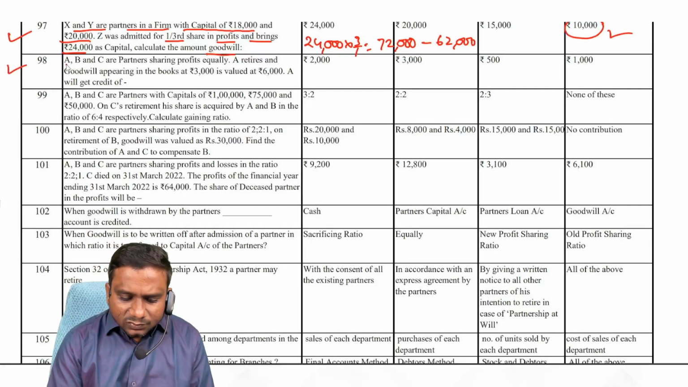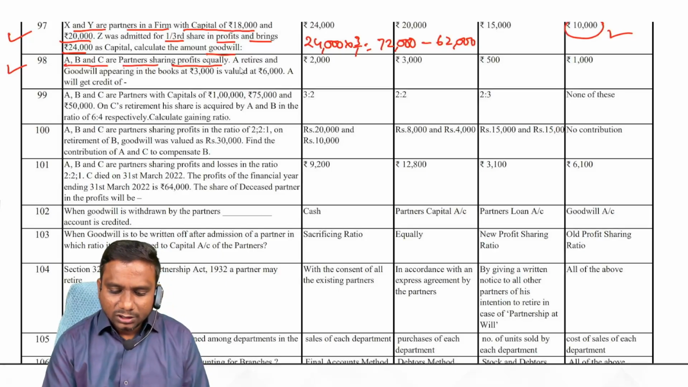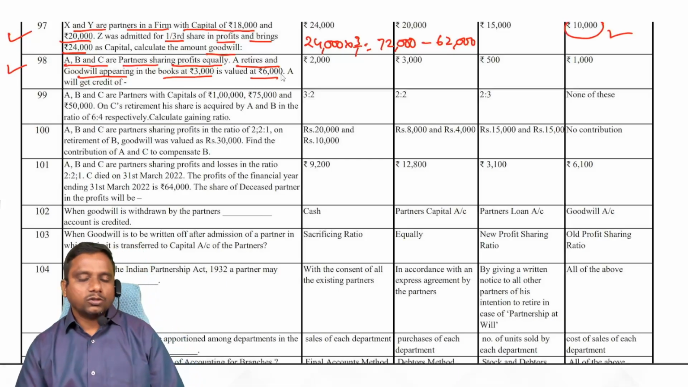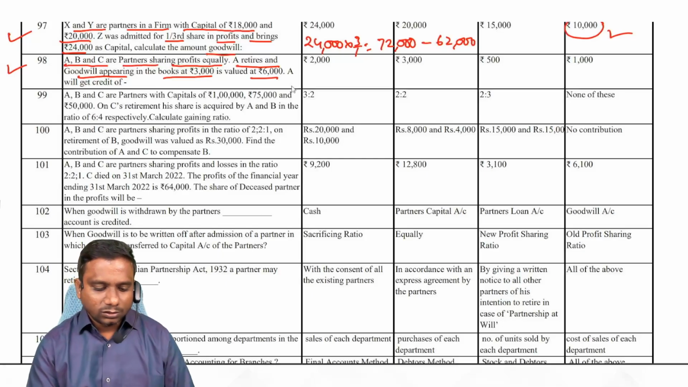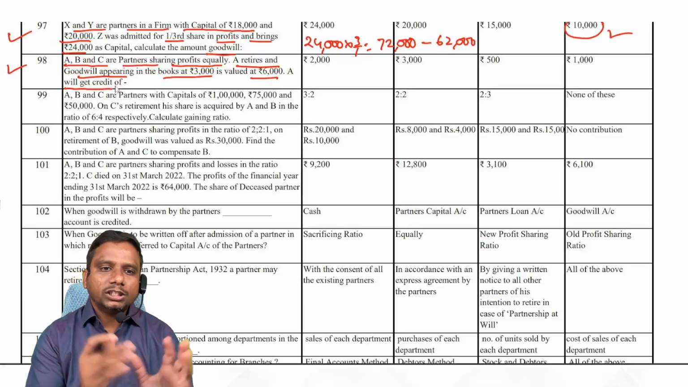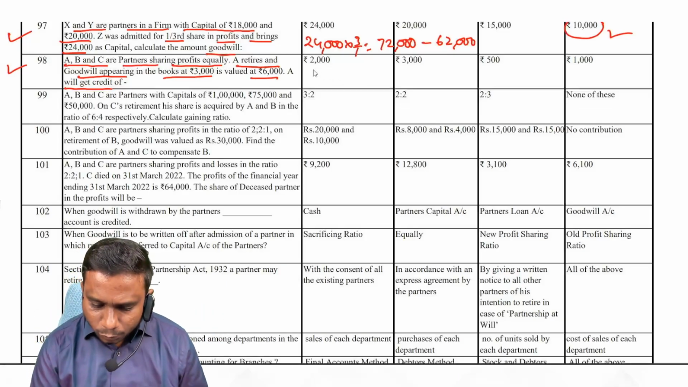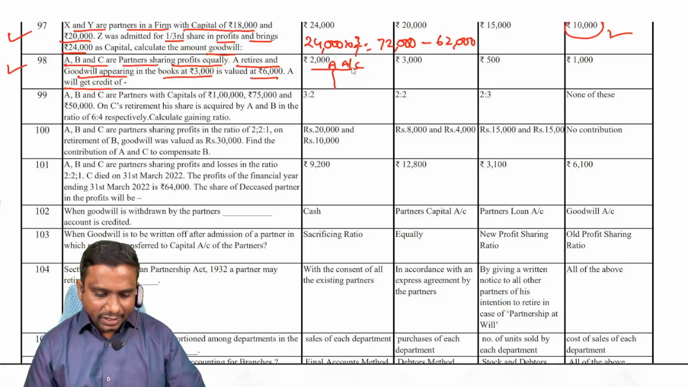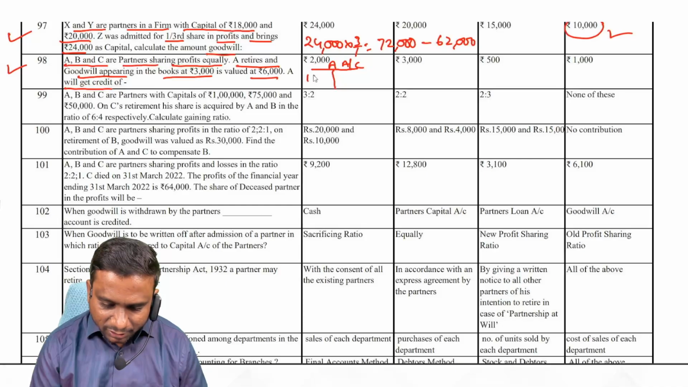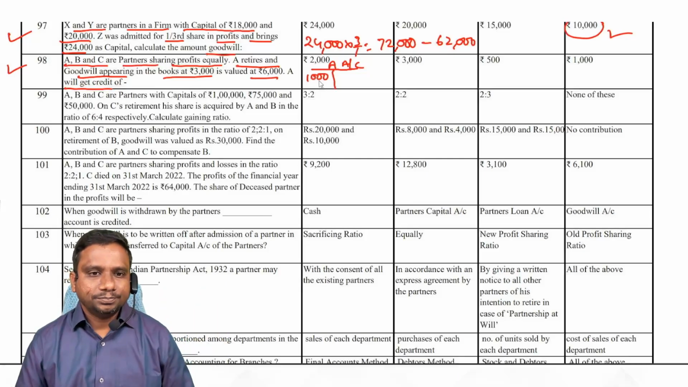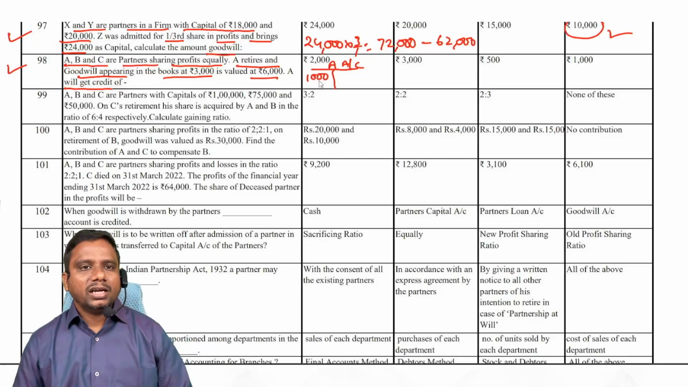Next one, 98. A, B, and C are partners sharing profits equally. Fine. A retained, and goodwill appearing in the balance sheet 3,000 is valued at 6,000. A will get credit of, first of all, 3,000 rupees. 3,000 rupees you distribute among partners. Here I am talking about only A because they asked A, no? So A account: if 3,000 is distributed to A, then capital account gets debit by, sorry, 1,000 rupees, because old goodwill we have to cancel. For that, what is the entry we record? A capital account debit, B capital account debit, C capital account.